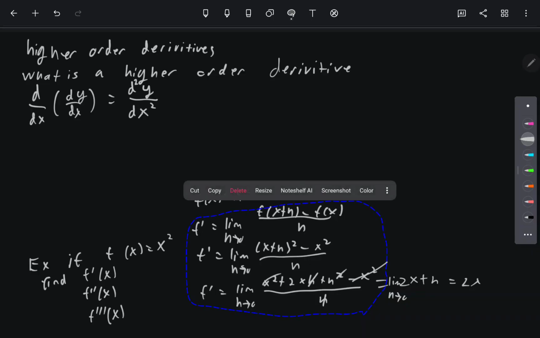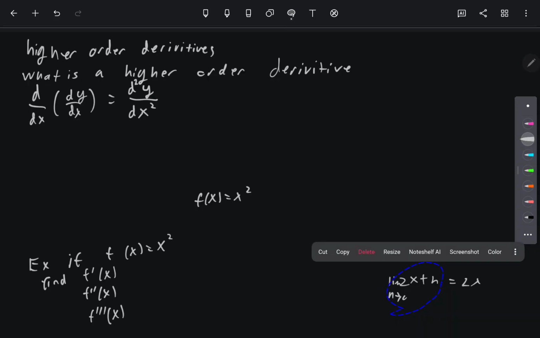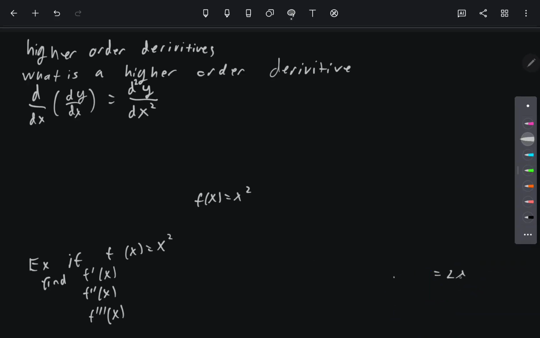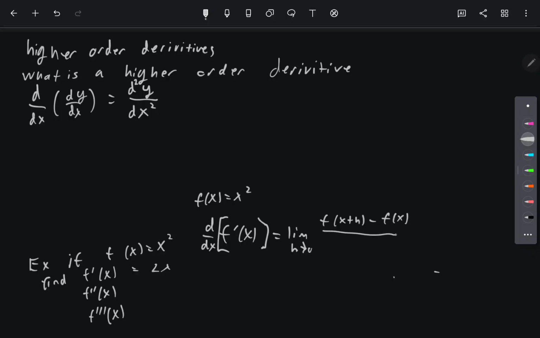All right, let's clean up our work. And now we have to do it again. I'm cruel. Very cruel. So now we want to find, and let's erase this. So this here is equal to our next derivative. So now we're going to take d over dx of f prime of x. And we know that that's going to be the limit as h approaches 0 of f of x plus h minus f of x all over h.